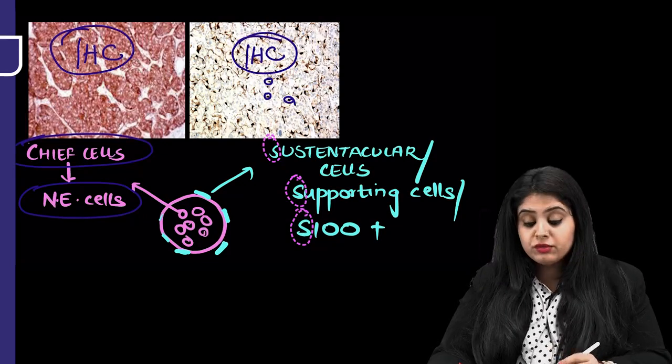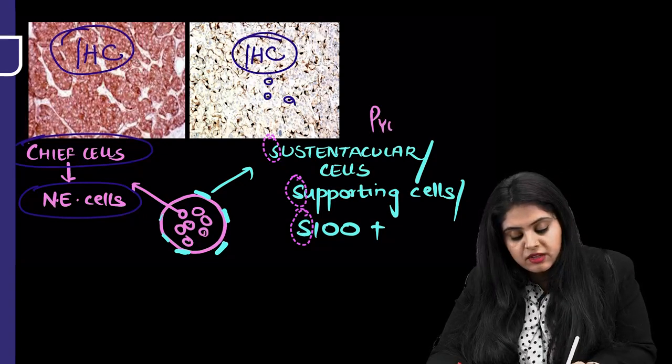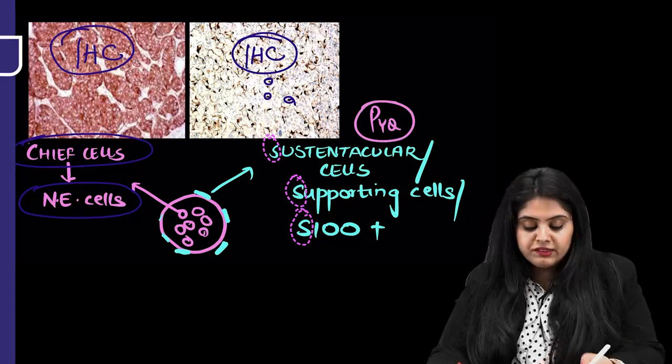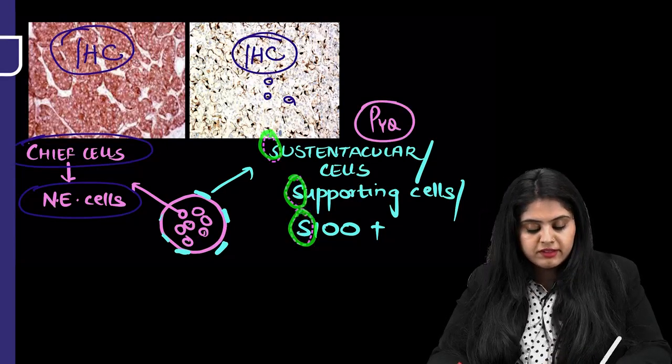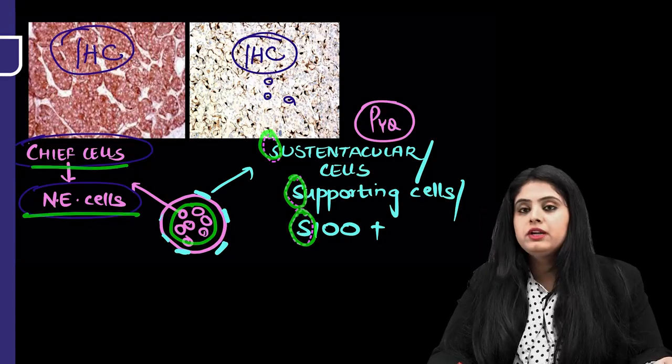That is the S100. So they will ask you this question, and they have asked you in the previous year in NEET. Sustentacular cells are positive for which marker? So you will say sustentacular cells are supporting cells and they are S100 positive, whereas the main chief cells are going to be neuroendocrine. So what am I saying?